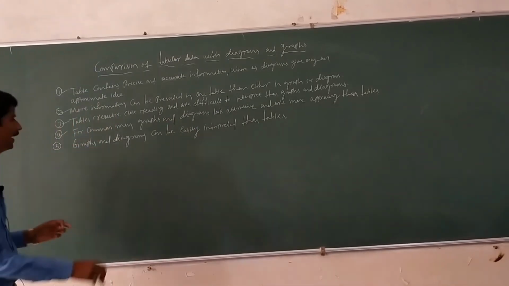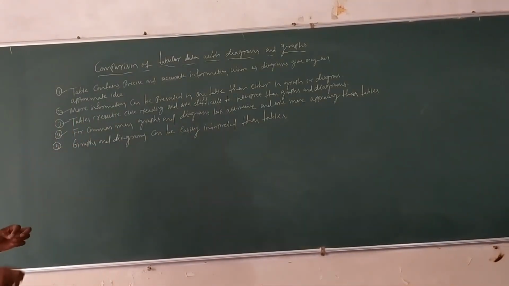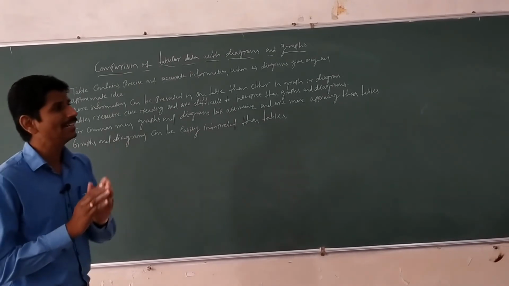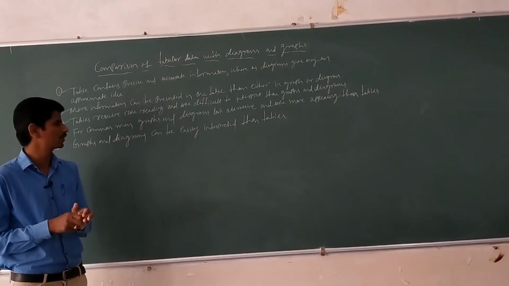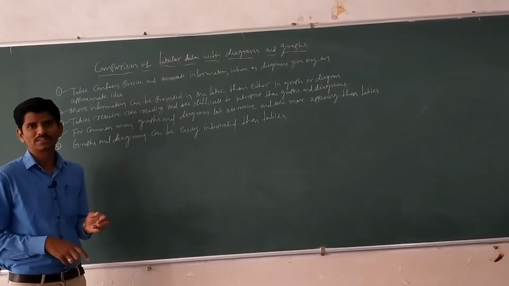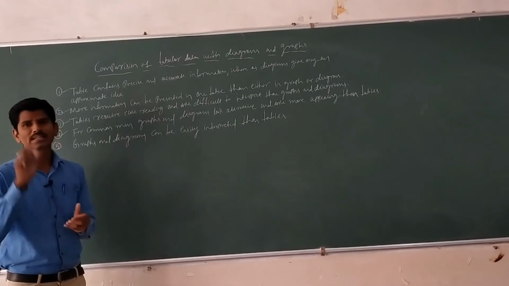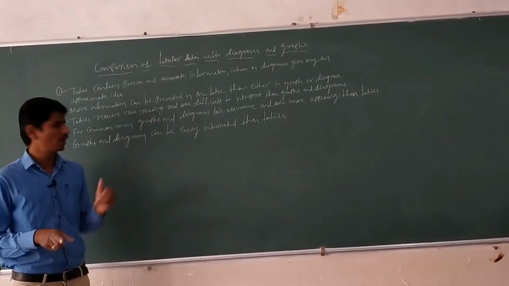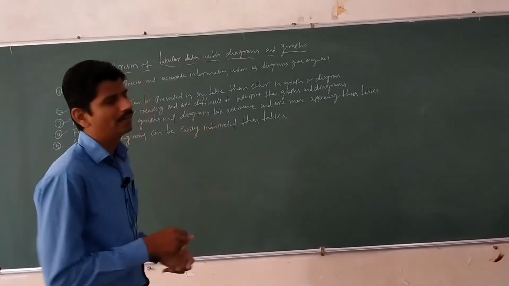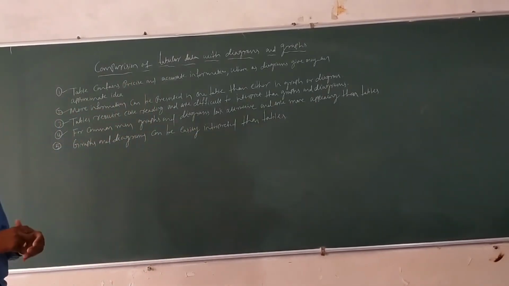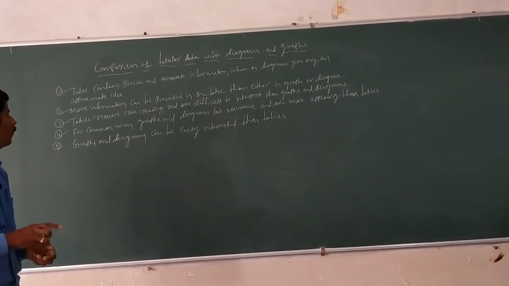Next comparison: graphs and diagrams can be easily interpreted than tables. Mistakes in interpretation are not there in a table, but in graphs and diagrams mistakes may happen; in a table mistakes do not happen. Here graphs and diagrams can be easily interpreted than tables. These are the five comparisons of tabular data with diagrams and graphs.